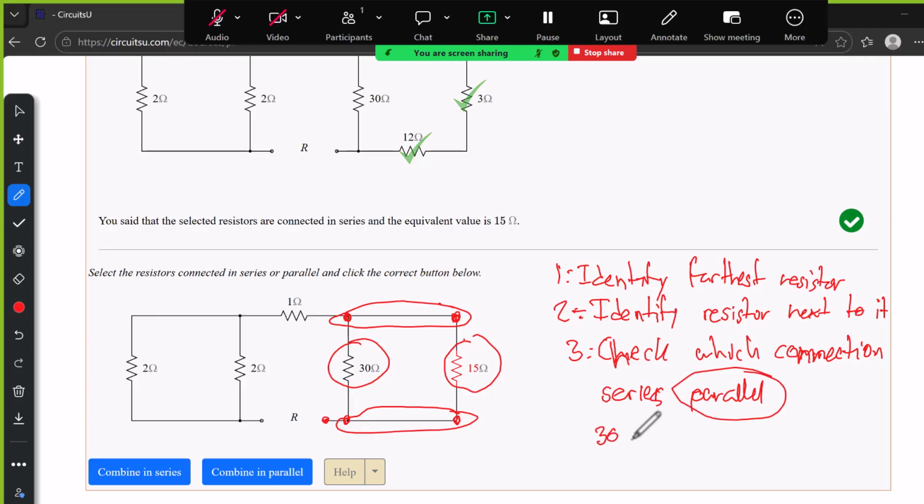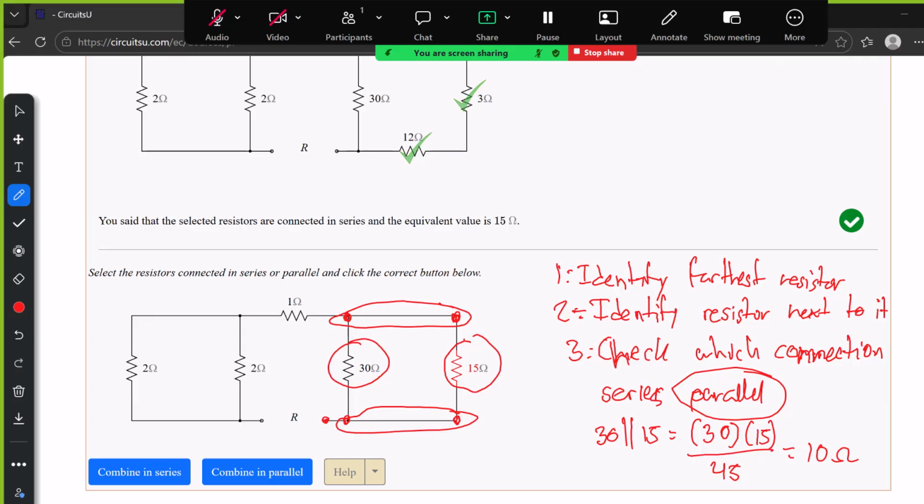So we're going to simplify the 30 and the 15 with the product over the sum. In this case, it is going to be 10 ohms, because 30 times 15 is 450, over 45 is 10 ohms.